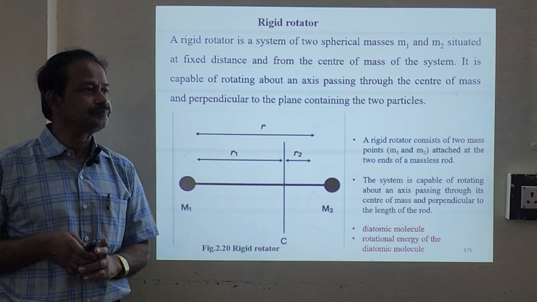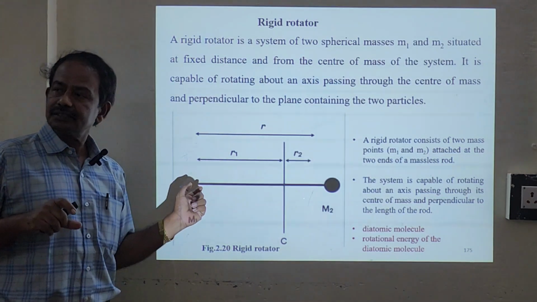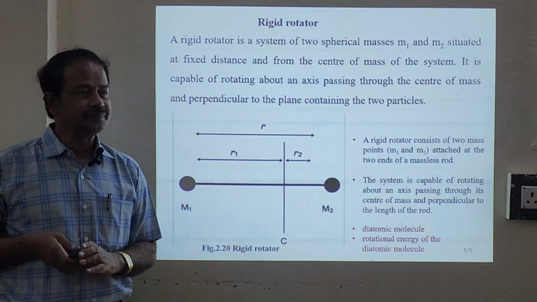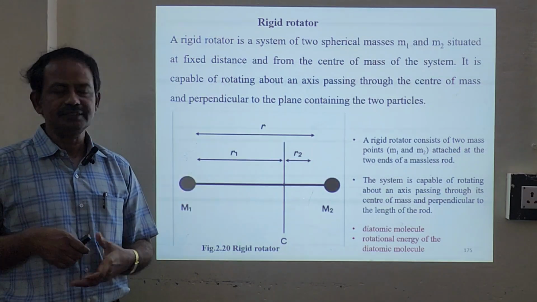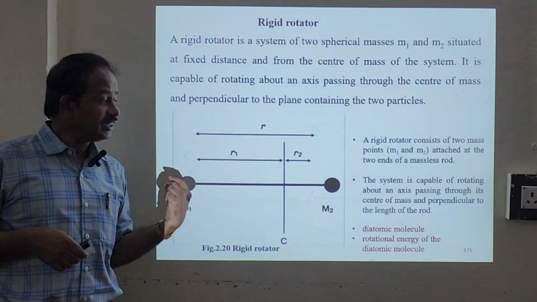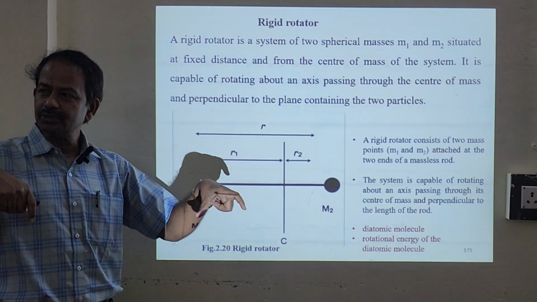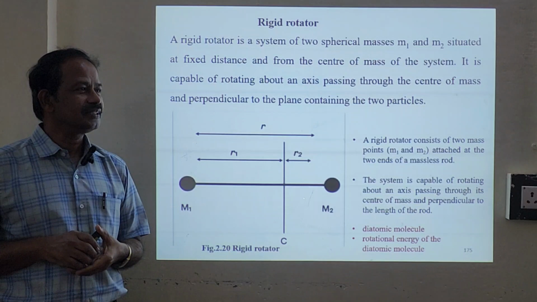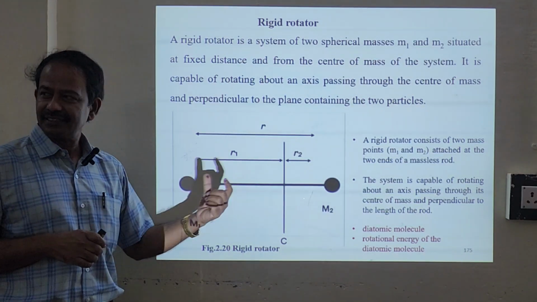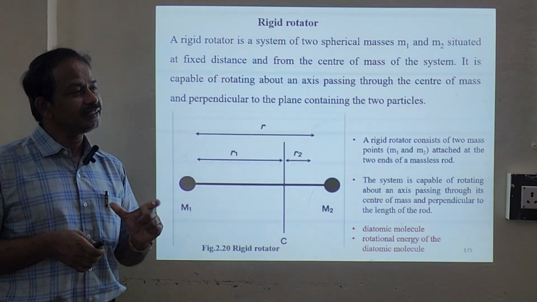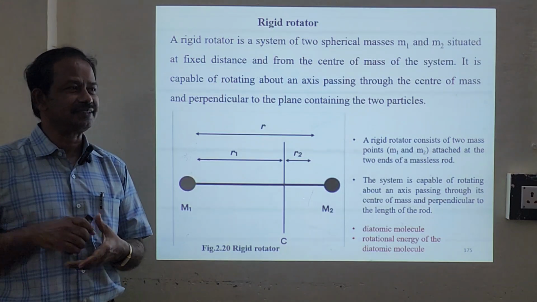It's a linear model. We have two masses attached with a bond, exactly like a thread or a spring, so it is linearly attached. The distance between these two atoms is fixed. So we are not going to vary the radial part; we are going to vary only the theta and phi part.